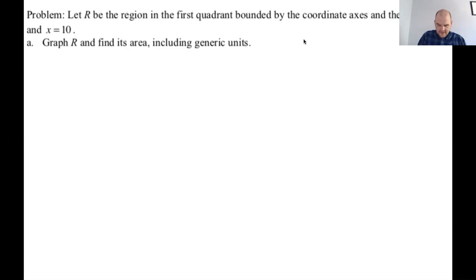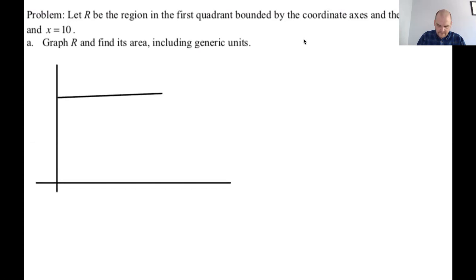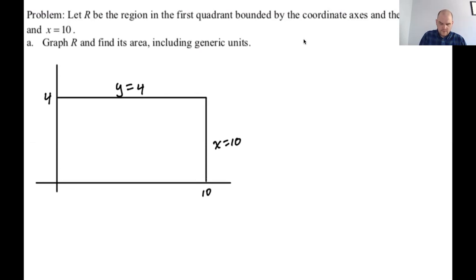Since I'm on a different app, I might as well make use of it, right? So here and here, and then this is gonna be, let's say, y equals 4, and this is x equals 10. So we should label those. So this will be y equals 4, and this will be x equals 10, and I should also mark 10 and 4. All right, so this is the region.